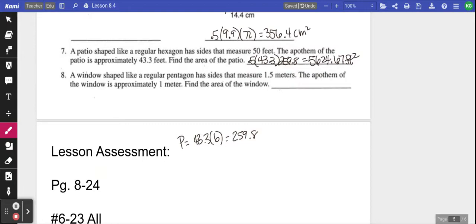A window shaped like a regular pentagon has sides that measure 1.5 meters. The apothem of the window is approximately 1 meter. Find the area of the window. For the perimeter, I need to do 1.5 times 5, which gives me 7.5. So half of the apothem, which is 1, times the perimeter, which is 7.5, gives me 3.75 meters squared.